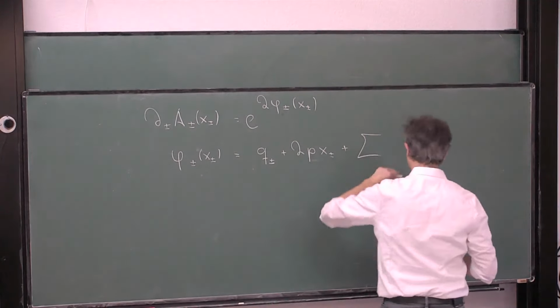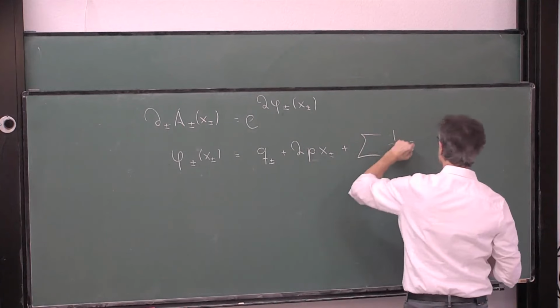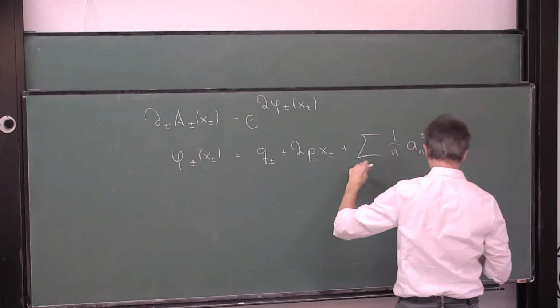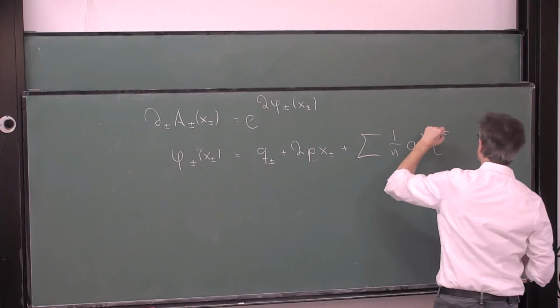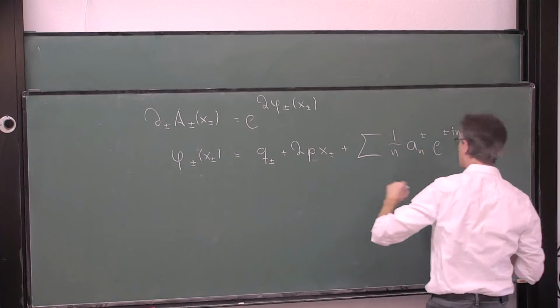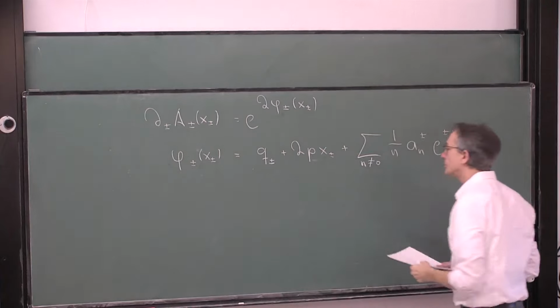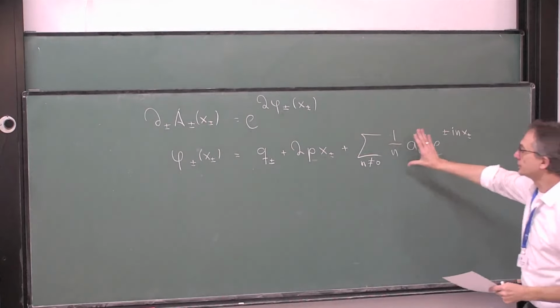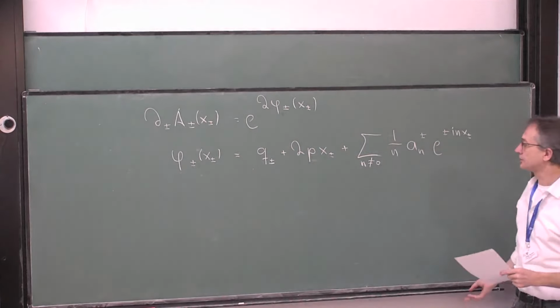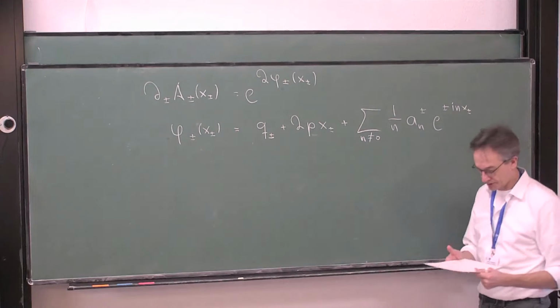And the rest must be periodic, so it can be expanded in a Fourier series, a_n plus minus e to the plus minus i n x plus minus, that equals zero. So basically here we're introducing an infinite collection of numbers serving as the data parametrizing classical solutions.